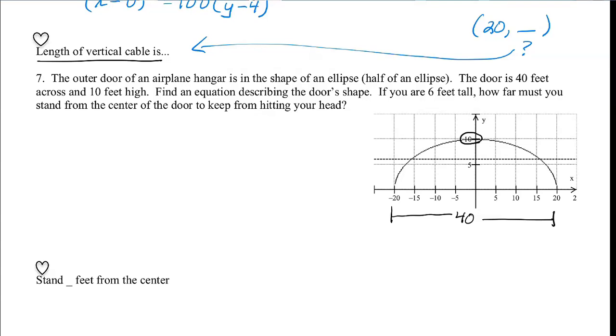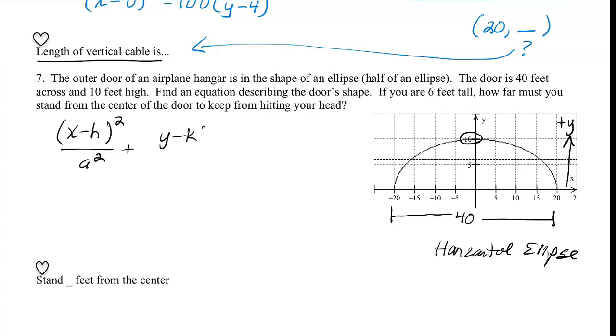So to find our equation, this is a horizontal ellipse. Now, the fact that it's half of an ellipse isn't going to be that big of a problem. It's not going to change our formula at all. We'll just recognize we should only have positive values for y. All the negative values are not relevant in this context. So our general equation for a horizontal ellipse is (x minus h) squared over a squared plus (y minus k) squared over b squared equals 1. So it looks like we've nicely positioned the center of the ellipse at (0, 0). So h and k are 0 and 0.